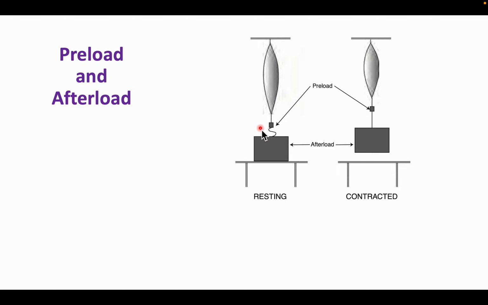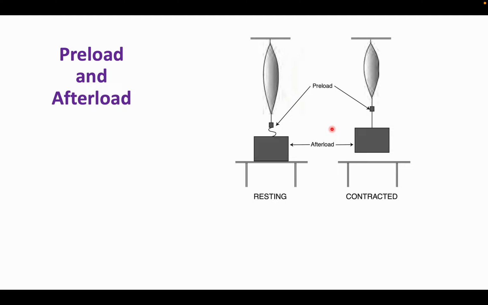Now here you can see that the small square, which is the preload, is acting on the muscle in the resting stage also. So the weight or the load which acts on the muscle before it gets contracted, when the muscle is in the resting state, at that time the amount of the force which is acting is called preload. And when the muscle starts contracting, at that time the load which is acting is called the afterload.